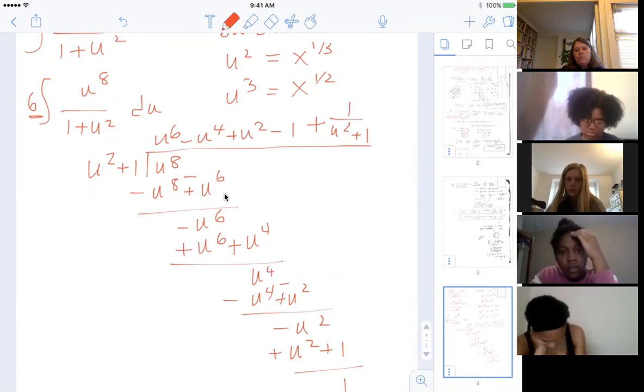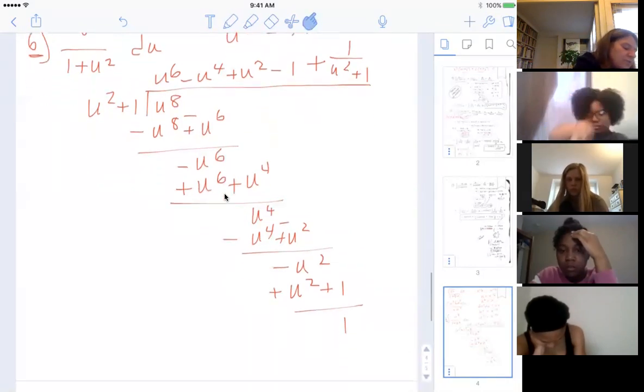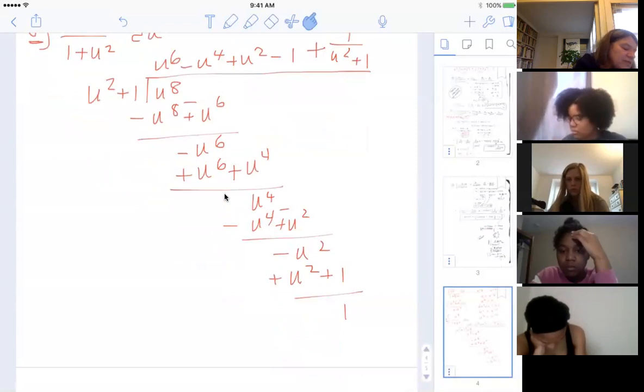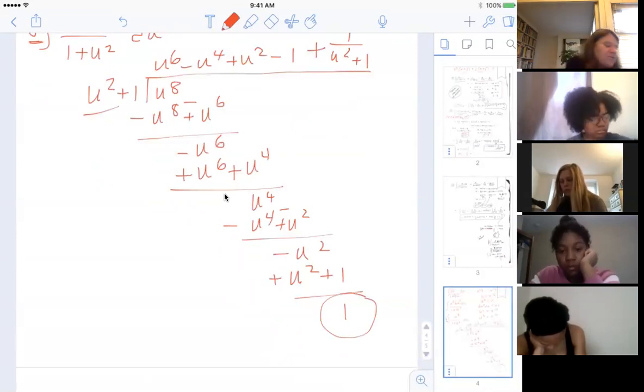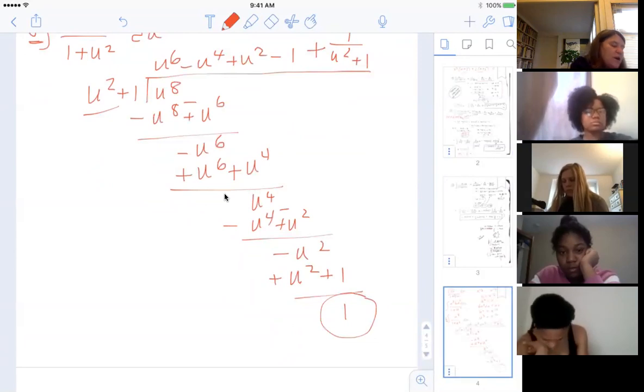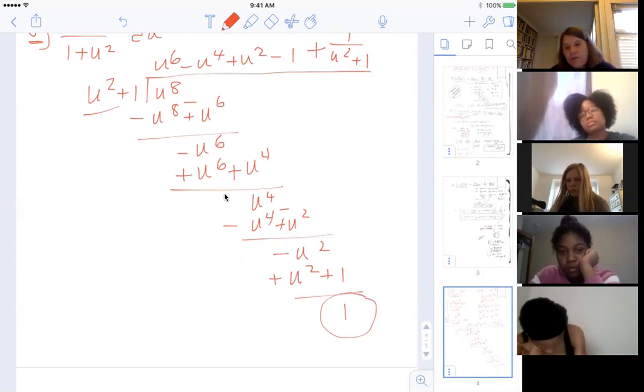So are we dividing until we get like 1 or something? Yeah, that's a good question. You divide until the degree of this is less than the degree of that. So you can't divide u squared into it anymore. That's when you've got a remainder. If there had been a u down here, u squared won't go into u. It'll only go into something u squared or higher.